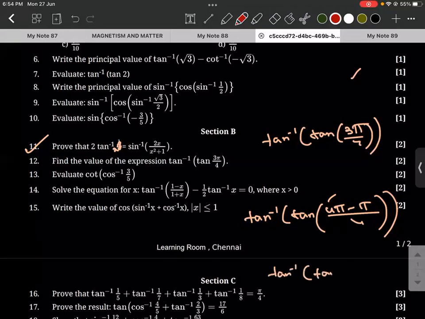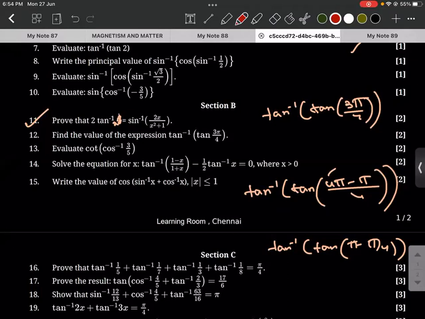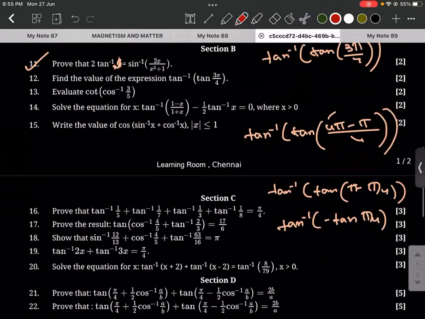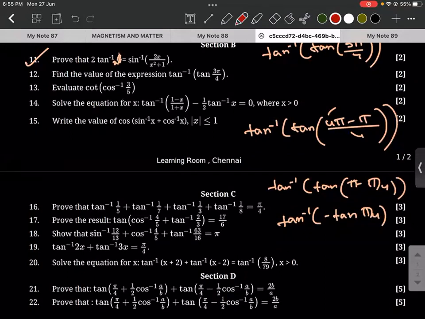So tan inverse of tan of pi minus pi by 4. Now tell me what is the answer. Tan of pi minus pi by 4 is minus tan pi by 4. So tan inverse of minus tan pi by 4. But what is tan inverse of minus x? See, in the range minus pi by 2 to pi by 2, it is minus of that value, minus of tan inverse of tan pi by 4.